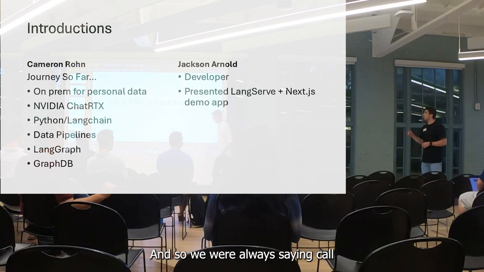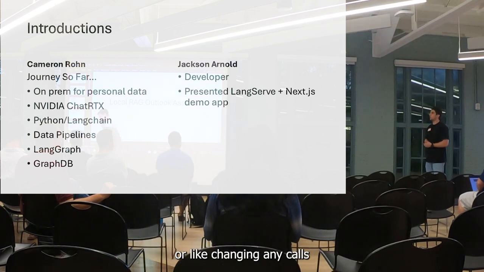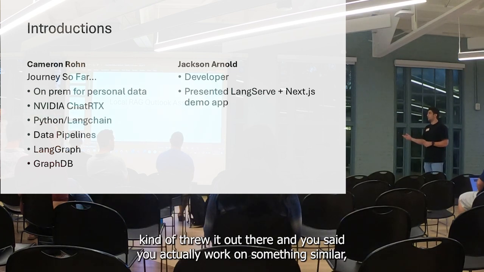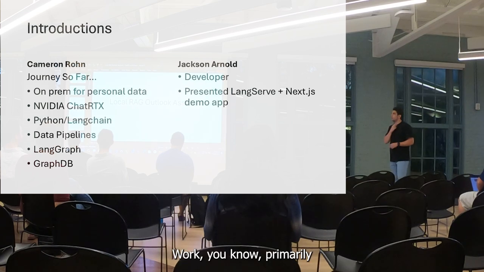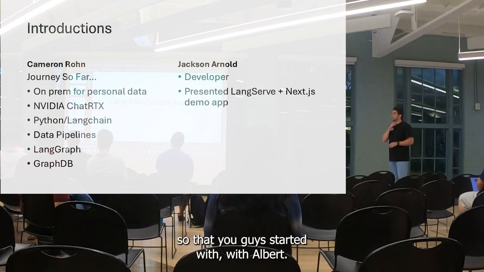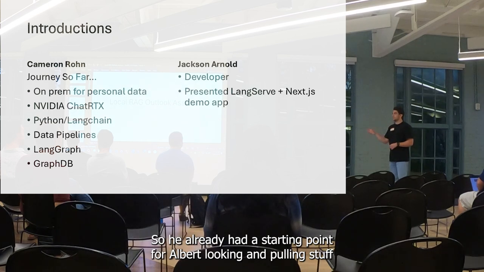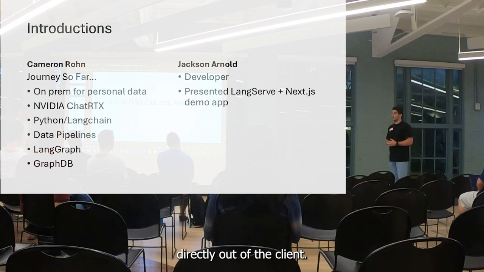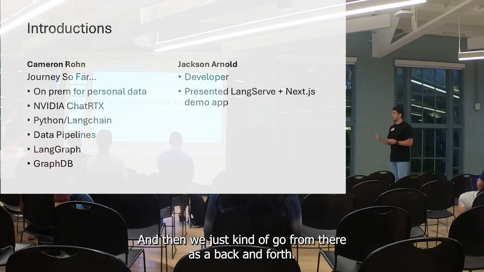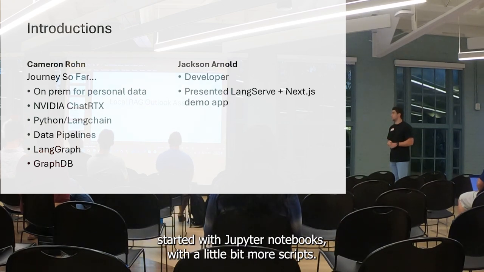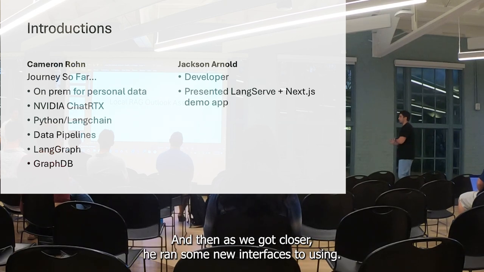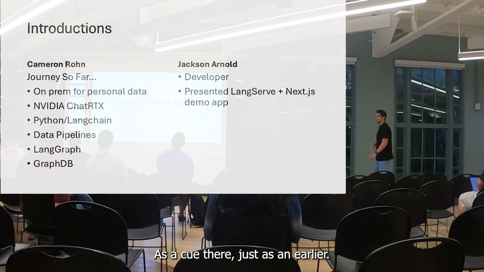We were on the same call for one of the LangChain community calls, and I kind of threw it out there, and he said he's actually been working on something similar, but for work email primarily. So then we got started with Outlook. He already had a starting point for Outlook, hooking in and pulling stuff directly out of the client. Then we just got rolling from there, passing it back and forth. We started with Jupyter notebooks, moved more to scripts, and then as we got going, he ran with some GUI interfaces too, using, was it Q that we were discussing earlier?